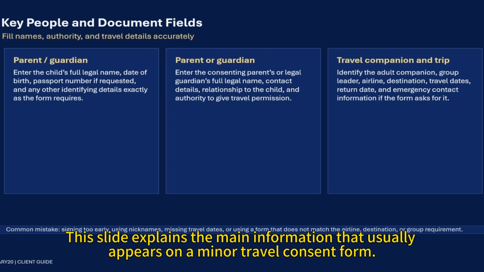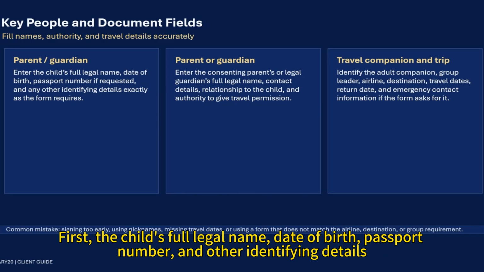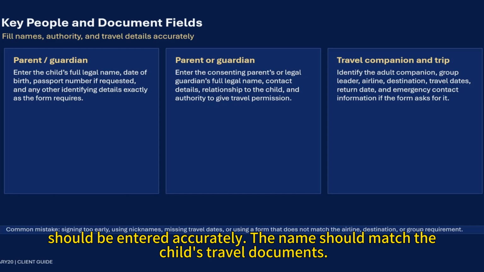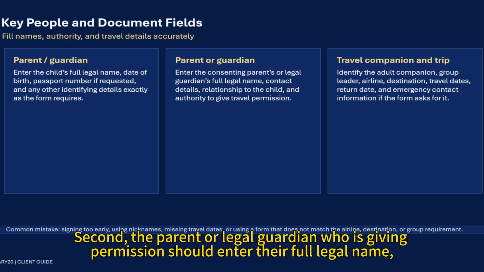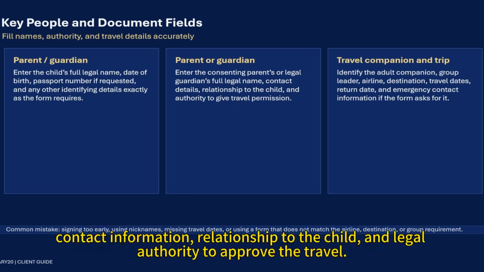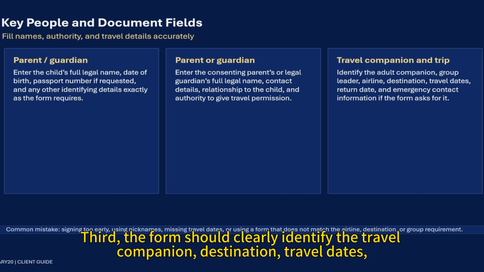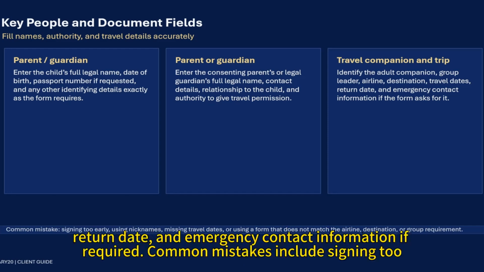This slide explains the main information that usually appears on a minor travel consent form. First, the child's full legal name, date of birth, passport number, and other identifying details should be entered accurately. The name should match the child's travel documents. Second, the parent or legal guardian who is giving permission should enter their full legal name, contact information, relationship to the child, and legal authority to approve the travel. Third, the form should clearly identify the travel companion, destination, travel dates, return date, and emergency contact information if required.